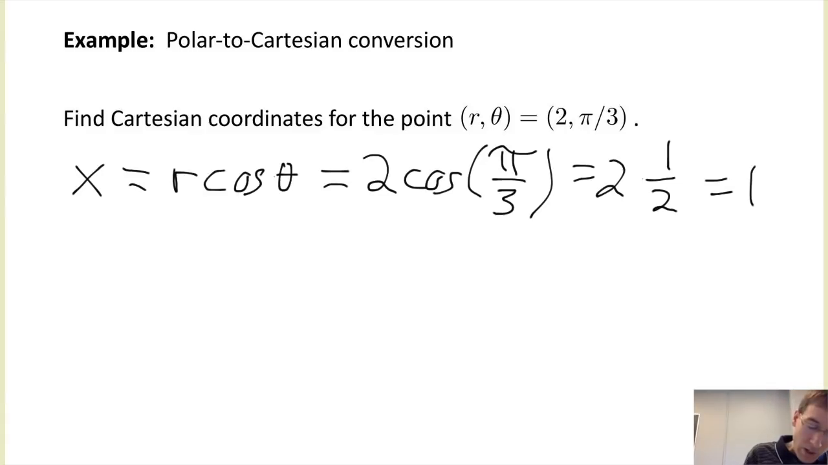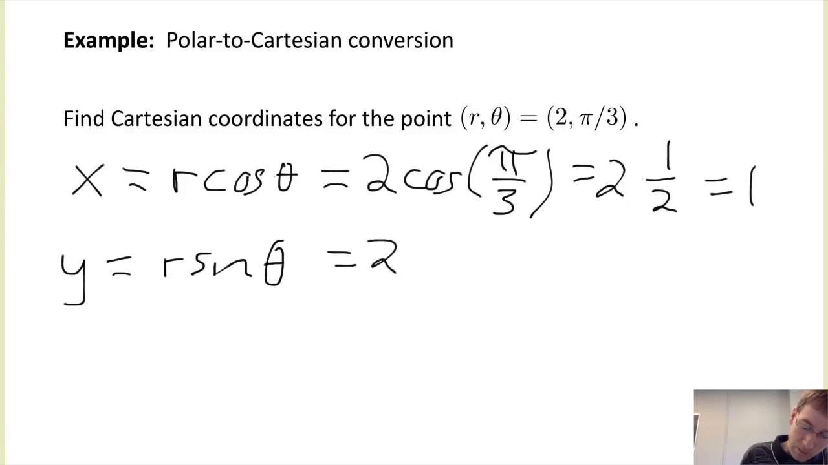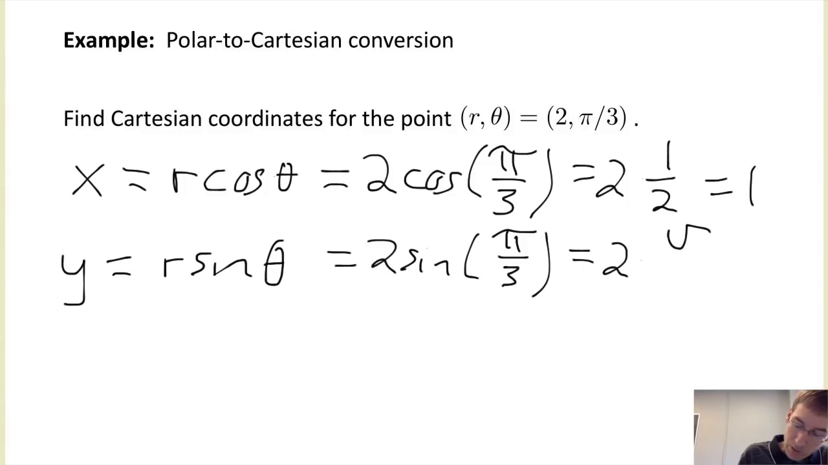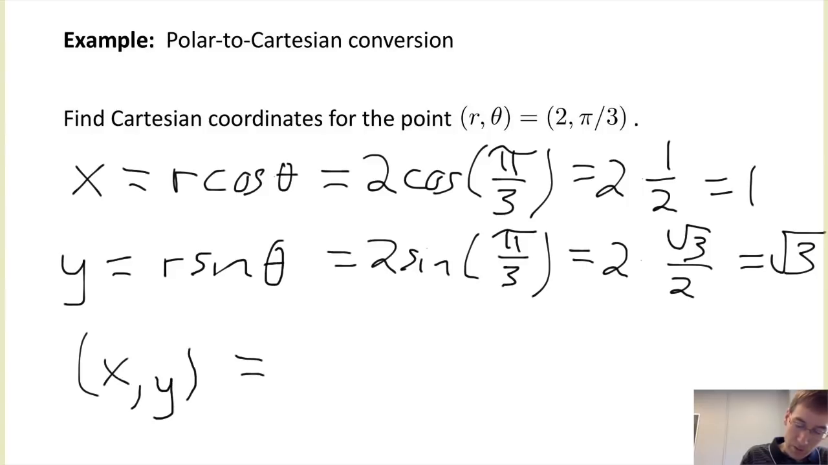And y equals r sine theta, or 2 sine of pi over 3. So 2 times root 3 over 2, or root 3. Therefore, the Cartesian coordinates for this point are (x, y) equals (1, root 3).